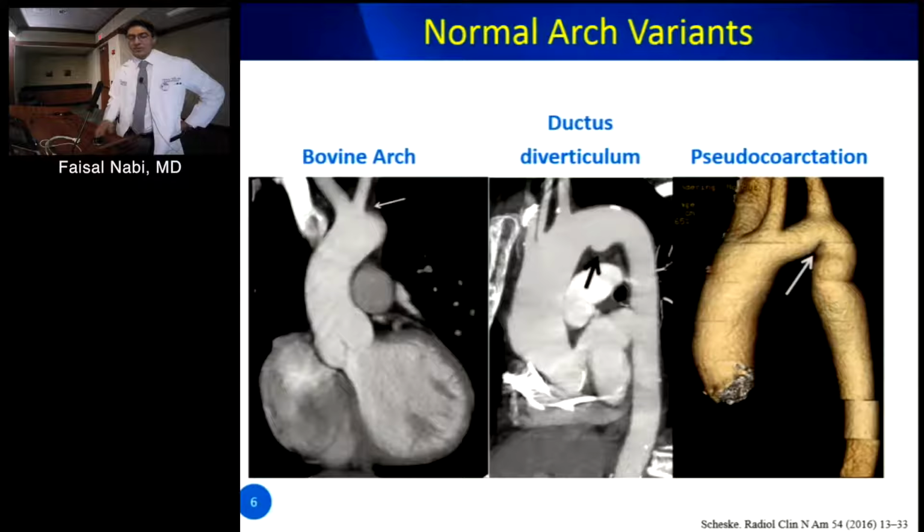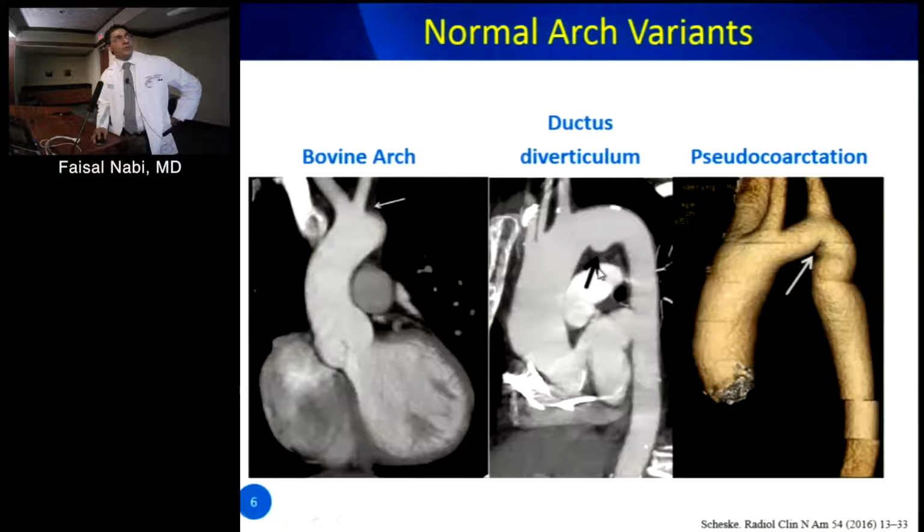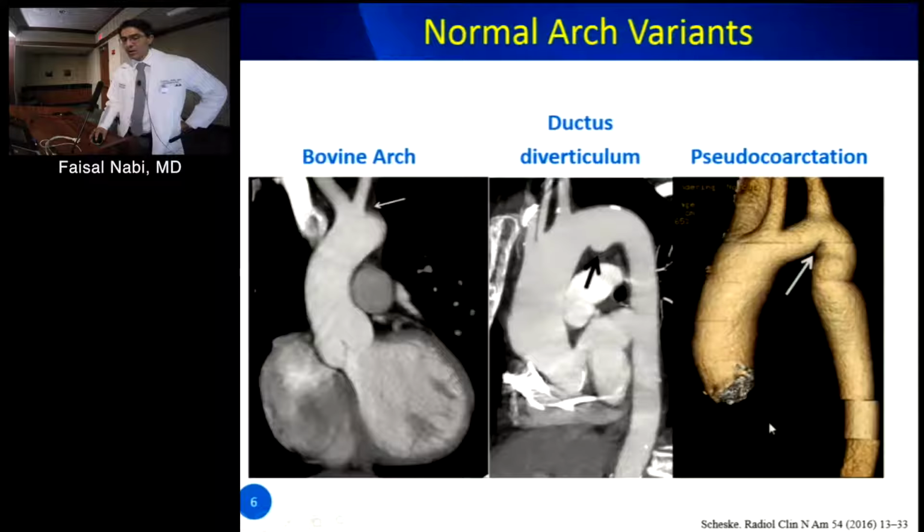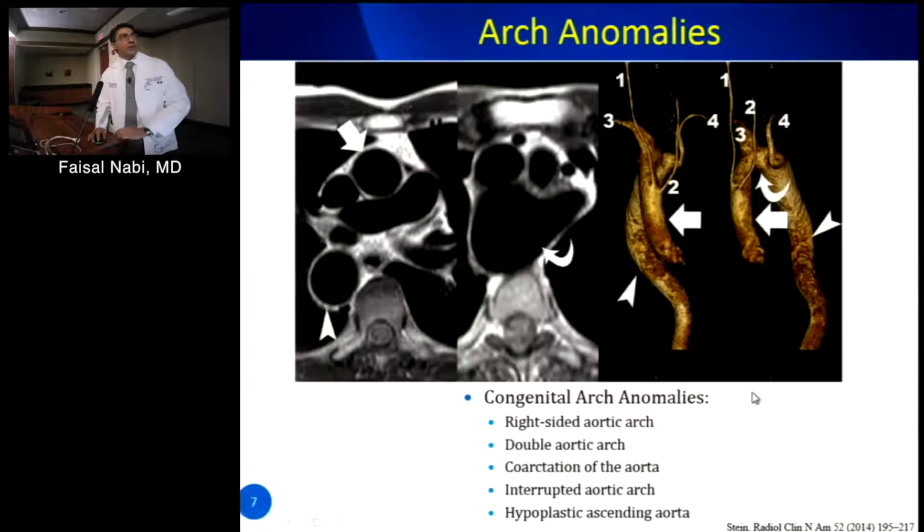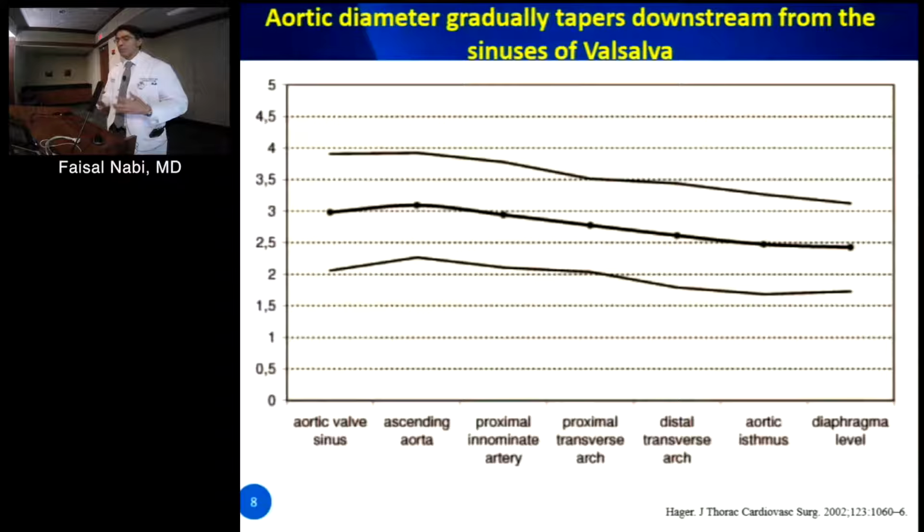One that I was not aware of, but have seen several times and had to learn a little bit about, was the ductus diverticulum. This is really a remnant of the ductus. I'll show you a case of transection of the aorta, which looks very, very different. This has very smooth margins, no irregularity or thrombus, and it is a normal variant. Another normal variant is called a pseudocoarctation, where you have an unfolded aorta with redundant aortic tissue. Of course, the arch anatomy gets much more complicated than this, especially in our congenital heart disease patients, and that is a lecture in itself. So what do we know about the aorta? There are a lot of slides coming up, first about measurements.